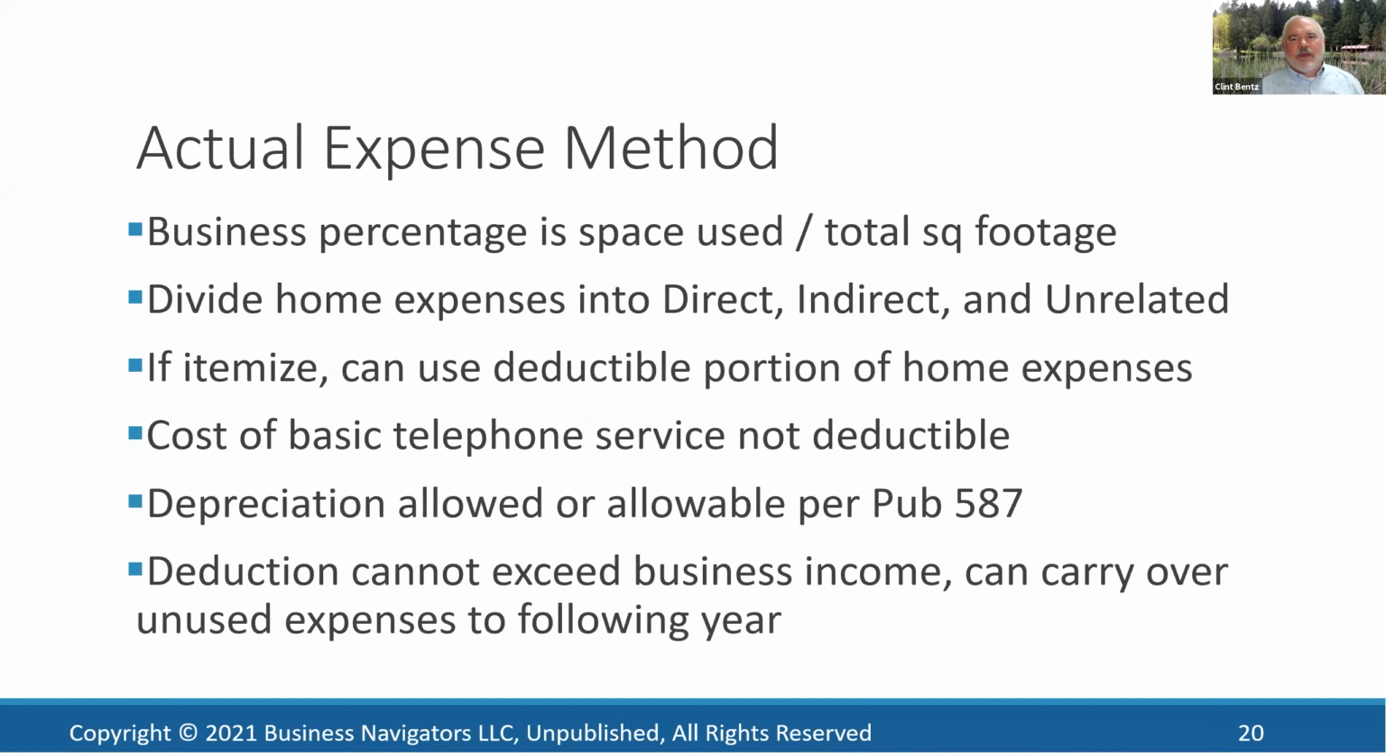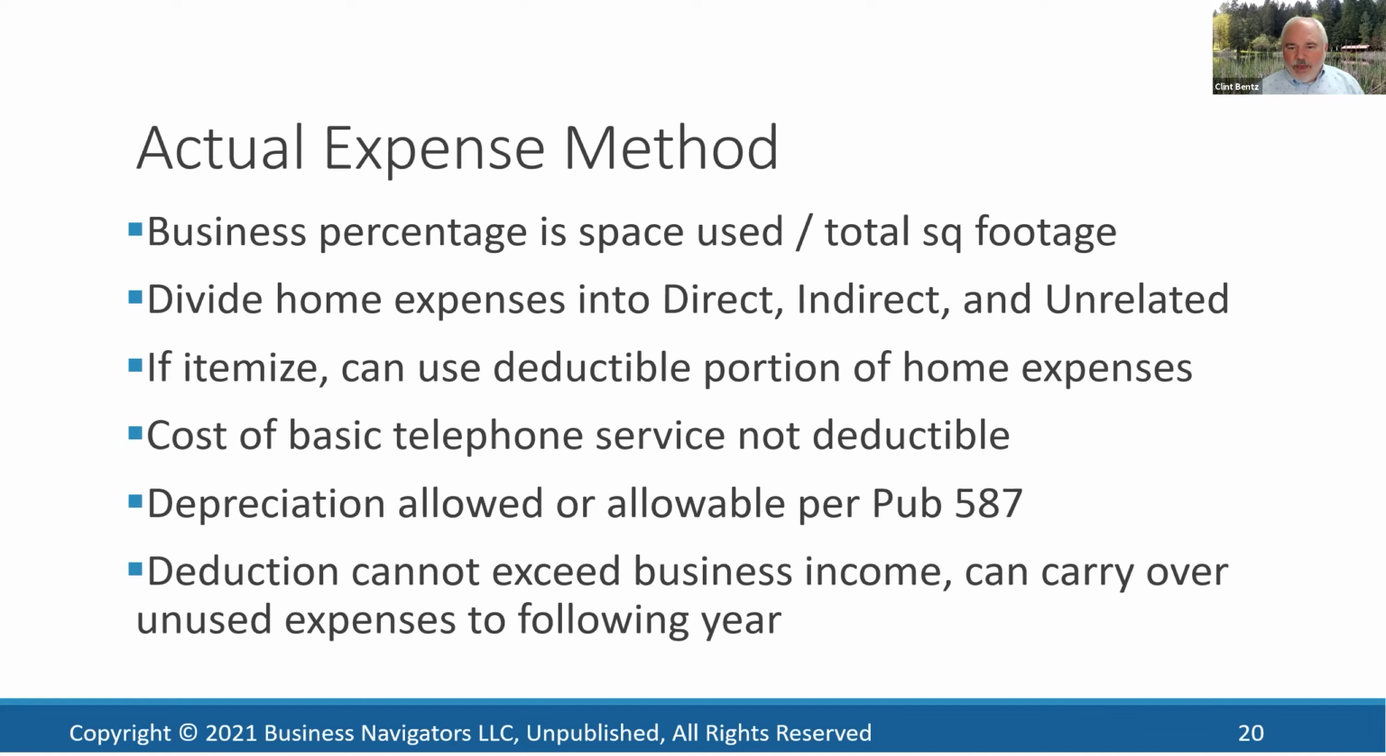The actual expense method is more complicated. You have to figure out the business space that you used, but you divide that by the total square footage in the house. So you take that 200 square feet divided by the 2,400 square feet in the house, and that is your business use percentage of the house. You divide your home expenses into direct, indirect, and unrelated expenses. If you itemize your deductions, you can use the deductible portion of your interest and property taxes. Otherwise, you can't use those.